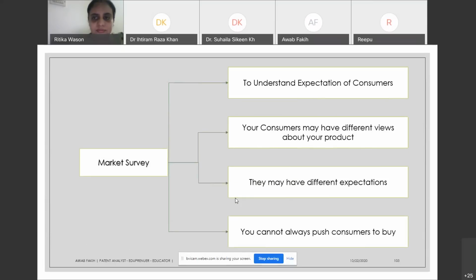All four points are only valid when you are working for a startup. You are thinking of making this product live into the market. Only in that case it will really make a difference.